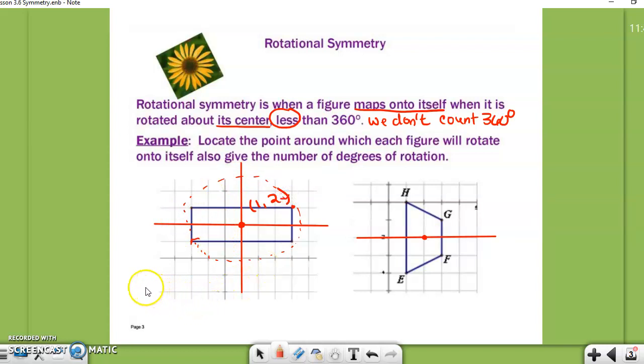So when I think about this, I've got two lines of symmetry. And I have to think about that. Okay, so when I take my 360 degrees and I divide it by 2, that gives me 180 degrees of rotational symmetry.